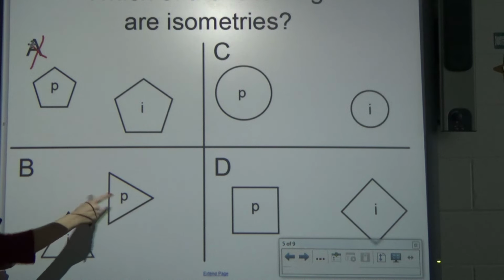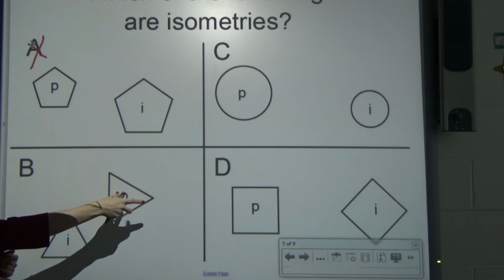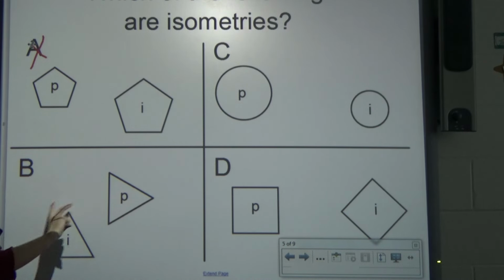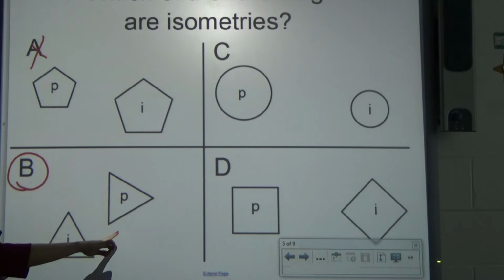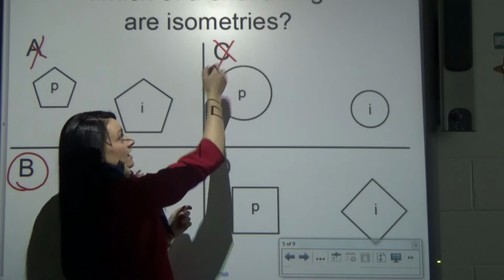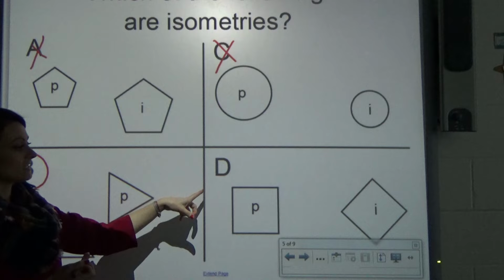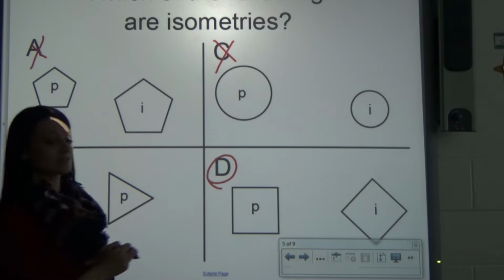B, going from my pre-image to my image, nothing about this shape has changed except for how it is twisted. So I'm going to say that this is an isometry. Again, we're going to get into what type of transformation this is later in the unit. If you look at C, from my pre-image to my image, the circle that I started with gets smaller when I go to the image, so that does not count. And then D, all that happens is I turn it. So this one I would consider an isometry.